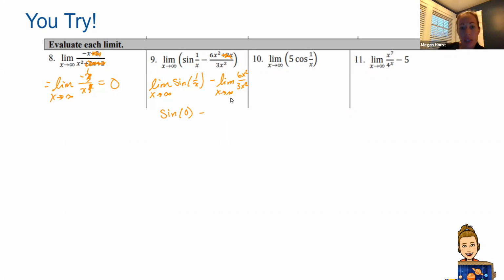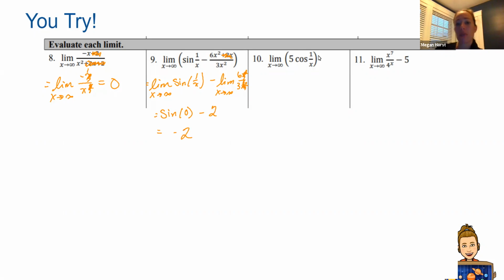Subtract the limit as x goes to infinity, so I'm going to get rid of these two. I have 6 divided by 3, which is 2. And again, I could cancel those out because they're getting large at the same rate. The sine of 0 is 0. Subtract 2, which equals negative 2.